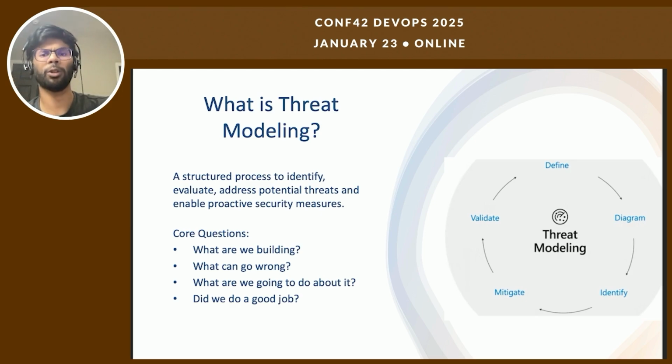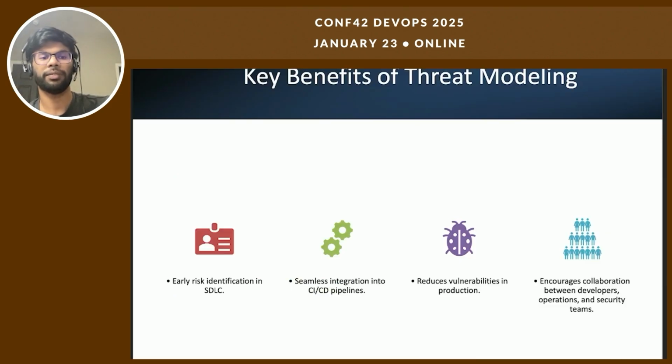During this whole process, the key thing is identifying the risks. And what helps us identify risk is the right set of questions. For example, what are we building? What can go wrong? And what are we going to do about it? So asking the right questions will help improve the threat model. The key benefits of threat modeling are, because we are integrating into DevOps in the earliest stages of the development lifecycle, we are able to catch any potential threat early.